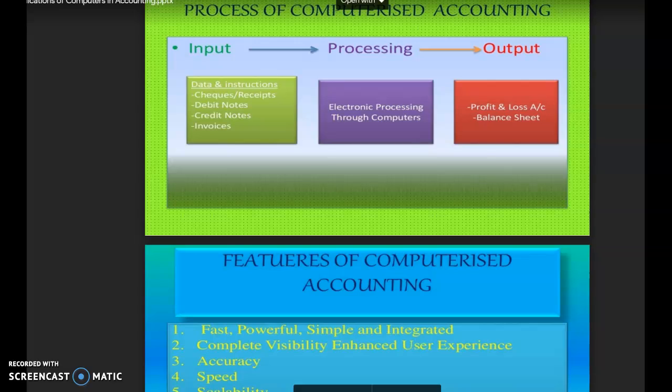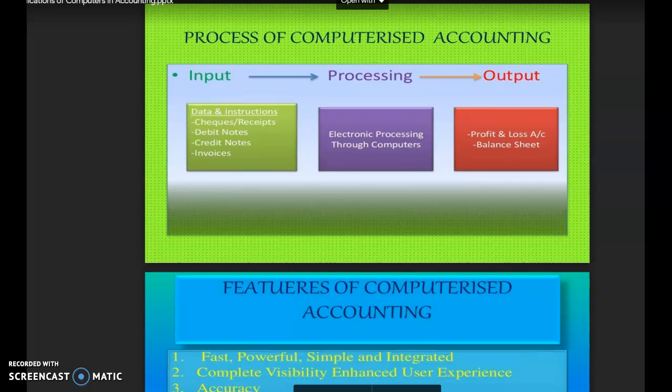In my previous video, I shared with you what a computer is, how it applies in the field of accounting, and the important areas where its application is very essential. Let's discuss the process of computerized accounting.